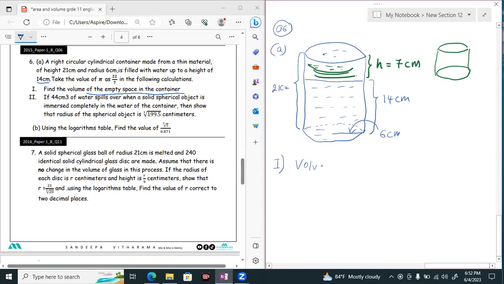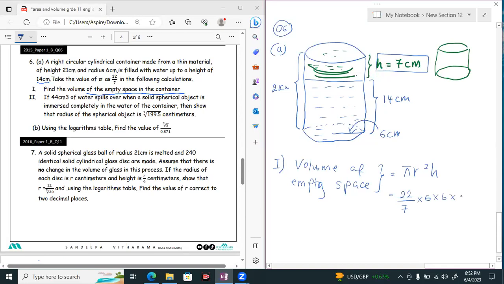Then volume of empty space is equals to pi r squared times h. Then pi is 22 upon 7. r is equals to 6. Then 6 squared means 6 times 6. h, in h you have to substitute this correctly. h is equals to 7. Then 7 and 7 cancel.